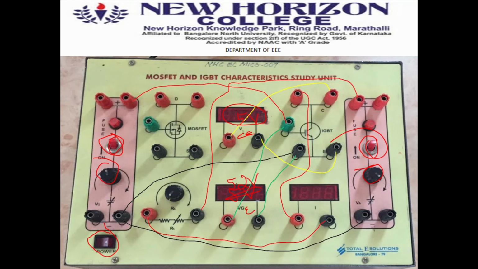By varying this knob, set this value of voltage to be 5.2 volt. When I'm trying to do the collector characteristics, by varying this knob first, I'll try to set the value of voltage to be 5.2 volt. That means a little bit greater than the value of threshold voltage. After this, switch on this particular switch.